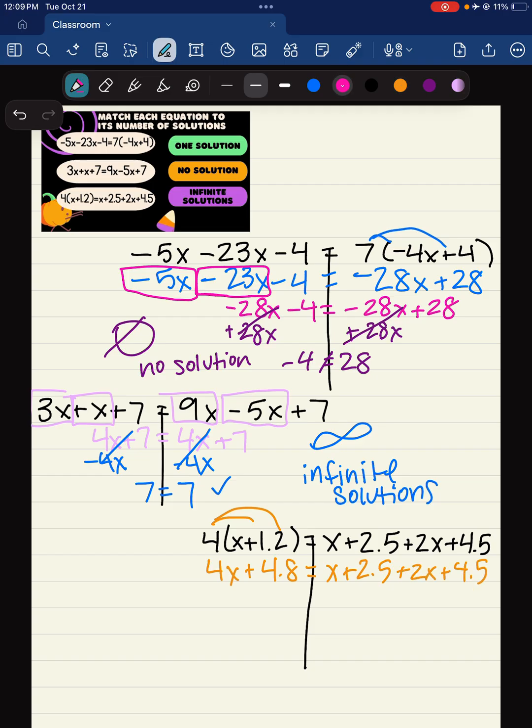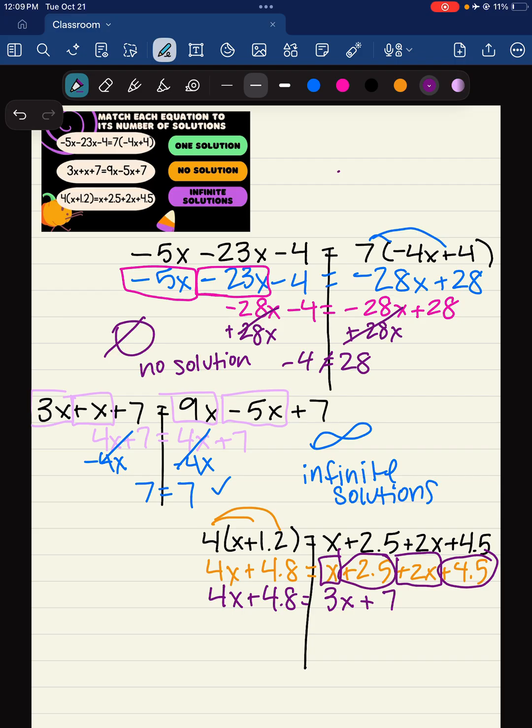Next step, we're going to combine like terms. Can I combine anything on the left side? Nope. So we're going to combine over here. I can combine the x with the 2x. And I can combine my 2.5 with my 4.5. So I have 4x plus 4.8 equals 3x plus 7. Right, so 2.5 plus 4.5 equals 7.